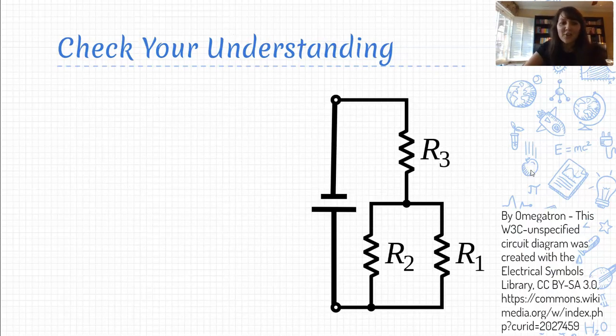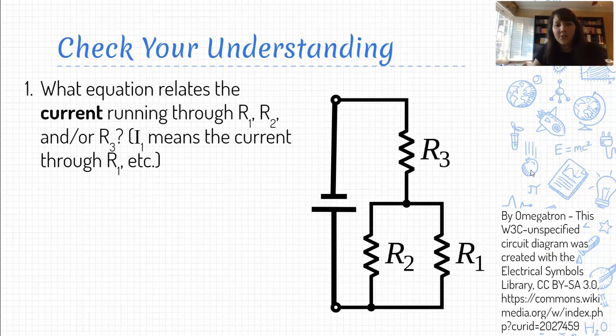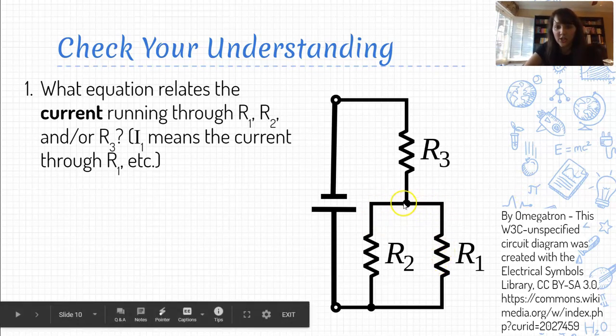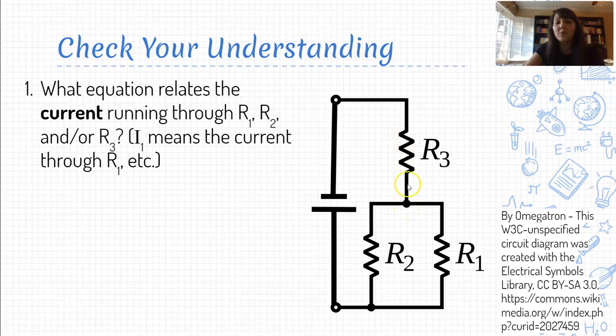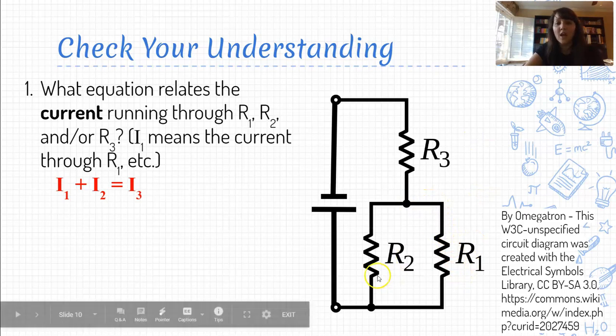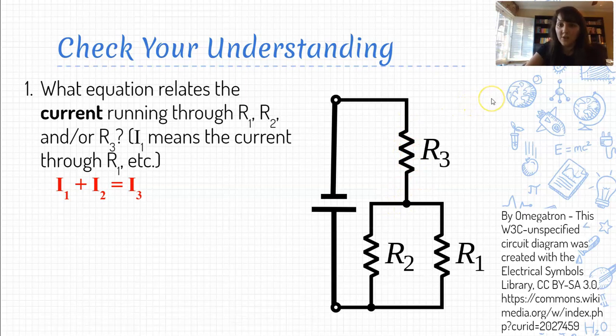All right. Final check for understanding. So I've got this circuit right here with 3 resistors, a combination of parallel and series. First question is, what equation relates the current running through resistor 1, resistor 2, and/or resistor 3? Well, according to our junction rule, all of the current that enters this junction after R1 and R2 must be equal to the current leaving that junction, or in other words, the current running through R1 plus the current running through R2 is equal to the current that then ends up getting funneled through R3. So I1 plus I2 equals I3.